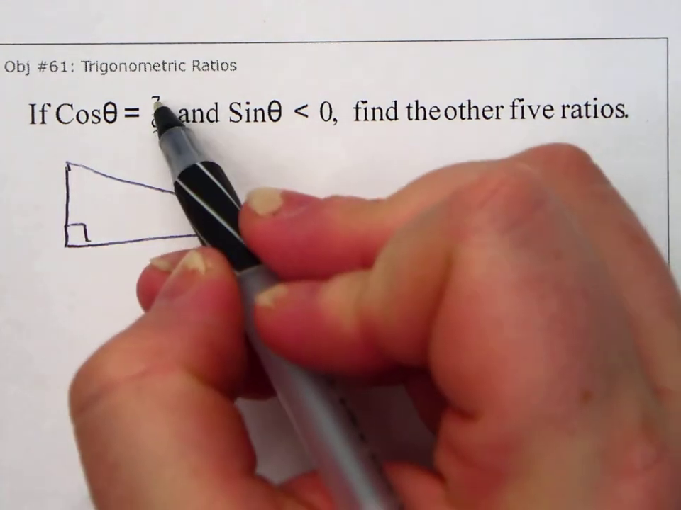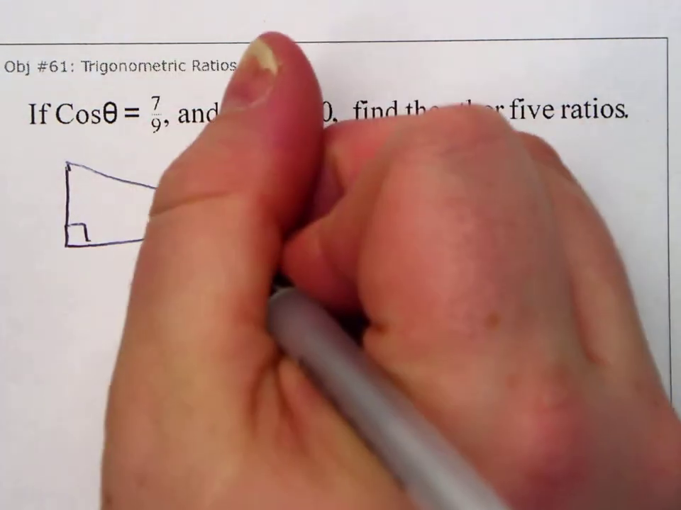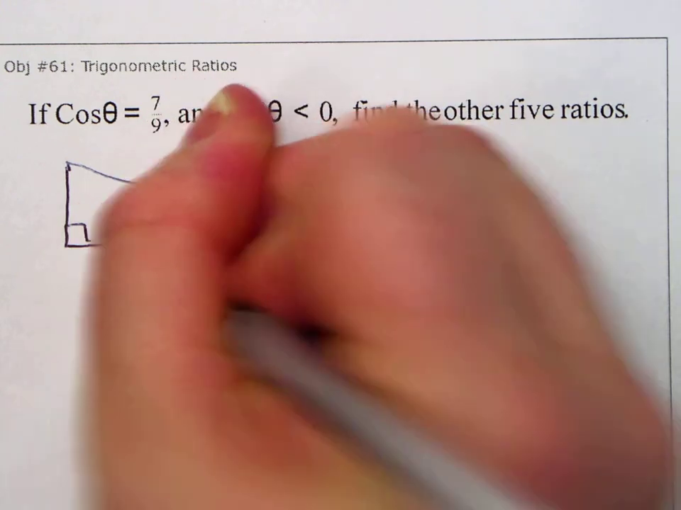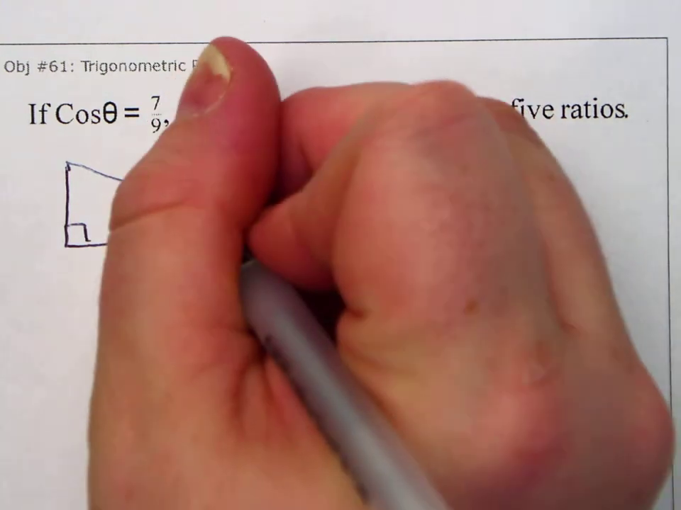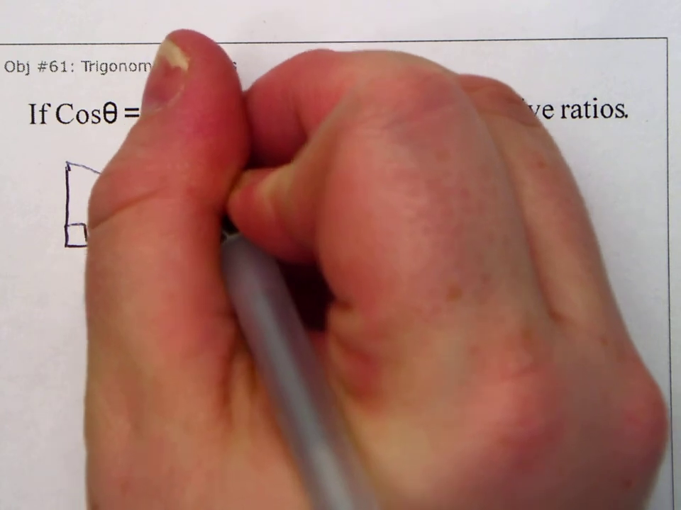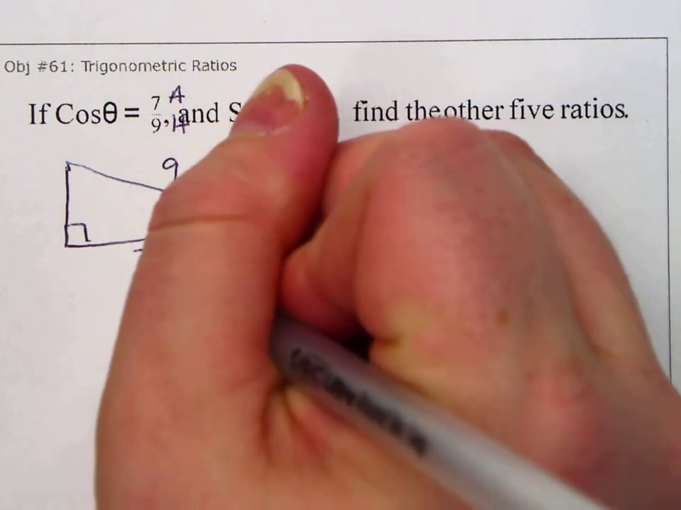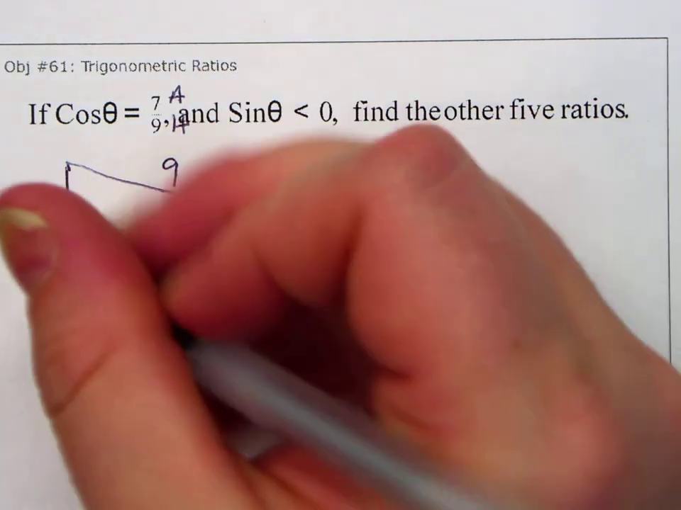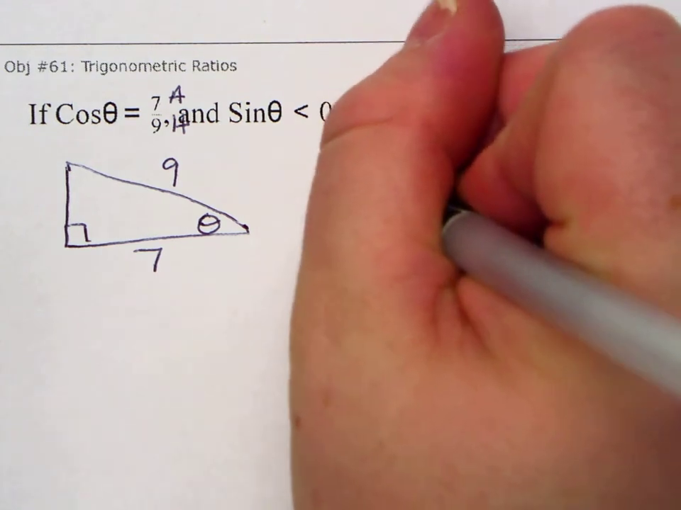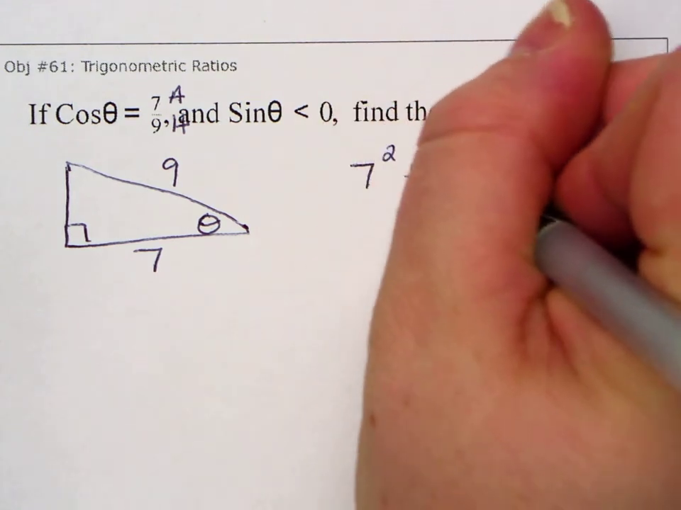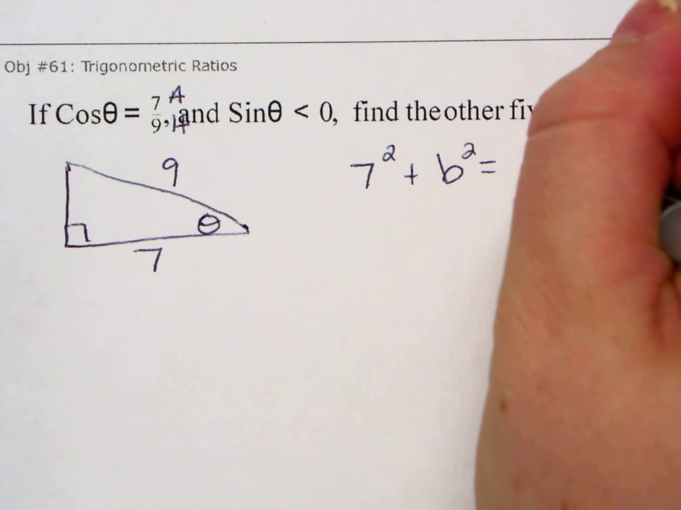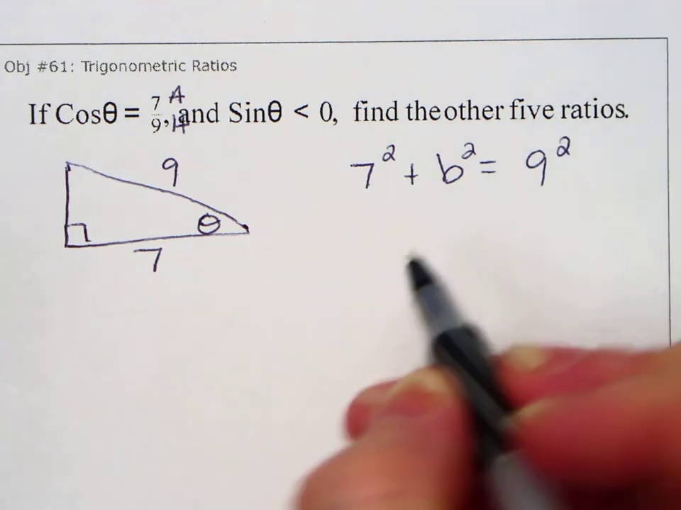All right, cosine is 7 over 9. So where's the 7 go? On the bottom. And where's my 9 go? Hypotenuse, right? Adjacent over hypotenuse. So my adjacent side is 7, my hypotenuse is 9. Now to find this third side, I have to use Pythagorean theorem. It doesn't matter if you use A or B, whatever you prefer.